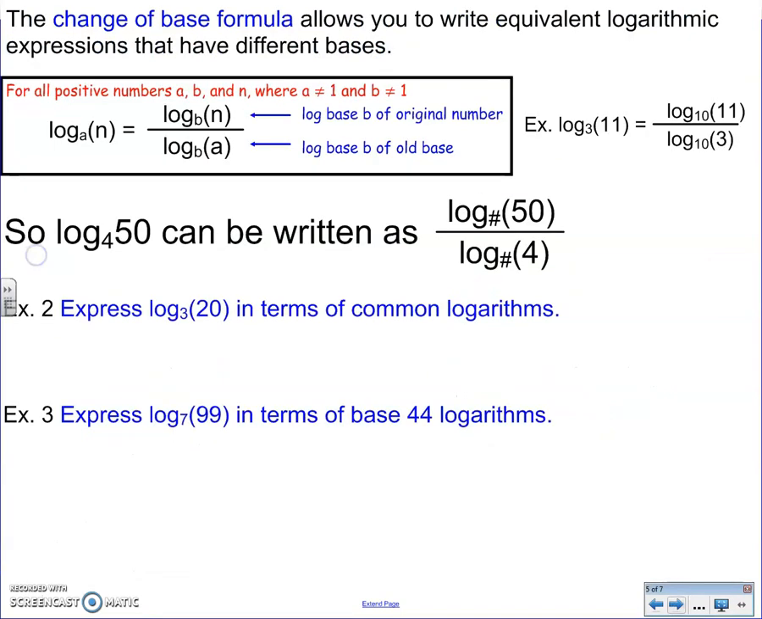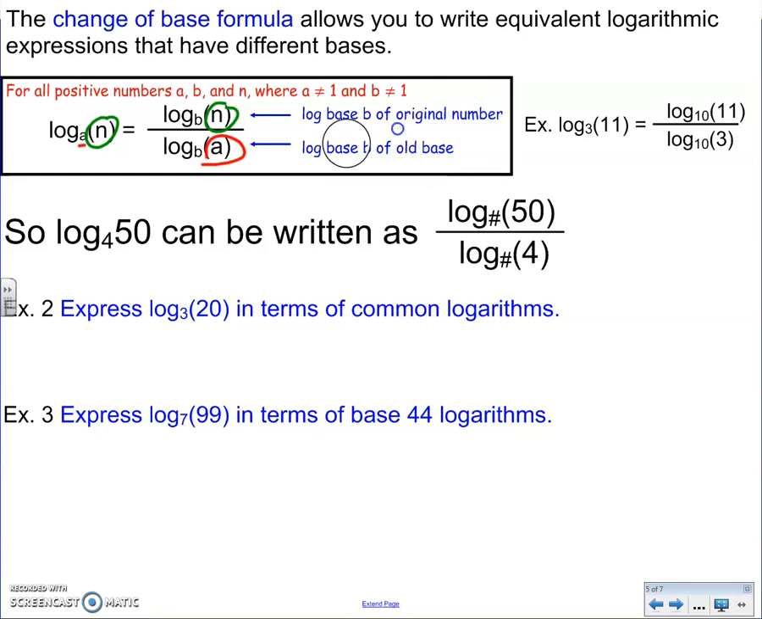Alright, so using that fact, we have what we call the change of base formula because they're the same thing. That allows you to write the equivalent logarithm expression with a different base. So for all positive numbers a, b, and n, where a and b aren't 1, log base a of n is the same as log base b of n over log base b of a, where b can be any base you want. It could be base 10, base 100, base 1000, base 3. Make sure you know the original number goes on top. So n goes on top, and then the old base, a, goes on bottom, right here.